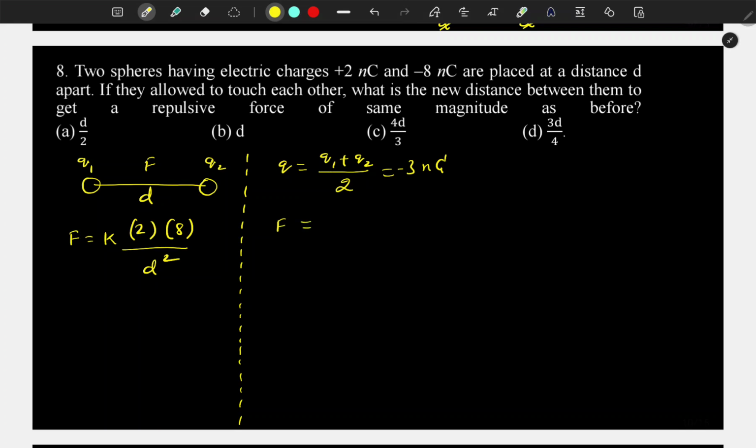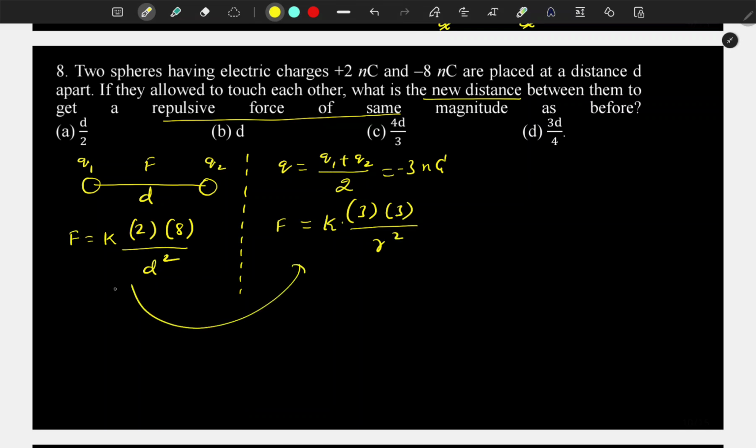The force should be the same but the distance should be different, right? Yeah, to have the same force, what should be the new distance to get the same repulsive force? So F is equal to k, q1 is 3, q2 is 3, minus to get cancelled, divided by d dash square, or let me consider it as r square. Since these two forces are the same, I will equate these two, so then k gets cancelled, and we'll be having 2 into 8 divided by d square is equal to 3 into 3 divided by r square.